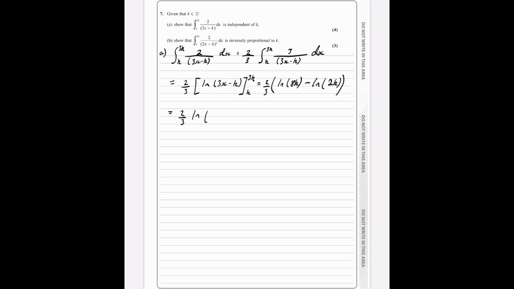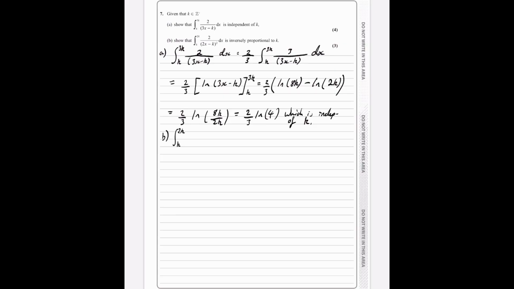Applying the laws of logarithms, when we're subtracting a logarithm from another logarithm, we can divide what's on the inside, so it will be 8k over 2k inside the log, and so 2/3 ln of 4 when that boils down. And the point is that that value is independent of the value of k that was chosen at the very start. That is an exact area. You can change k, but it won't change the area.